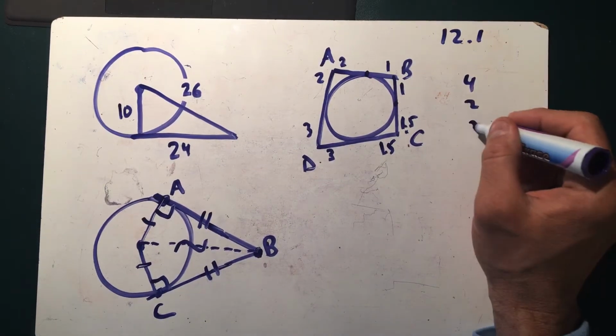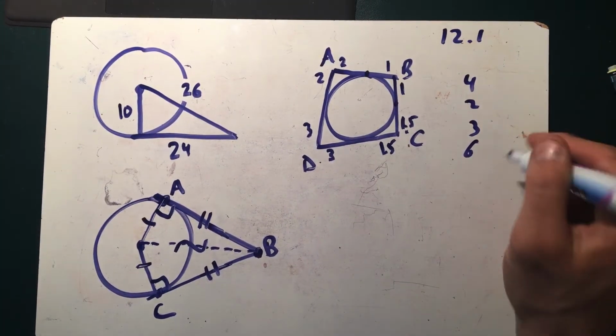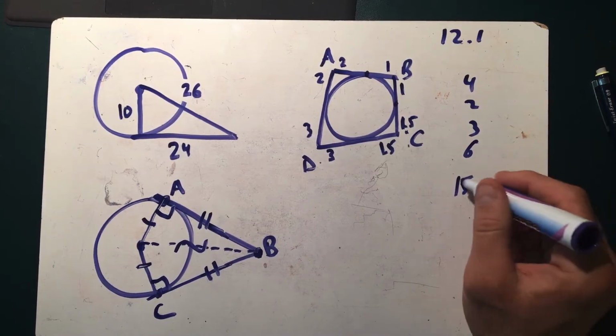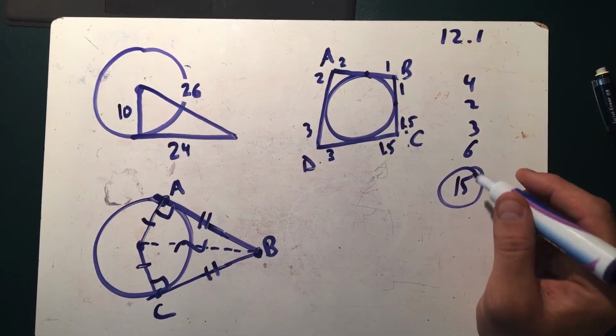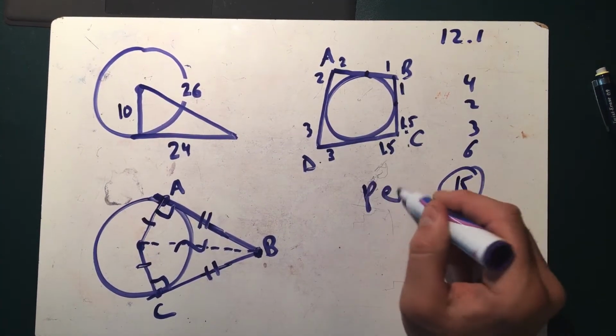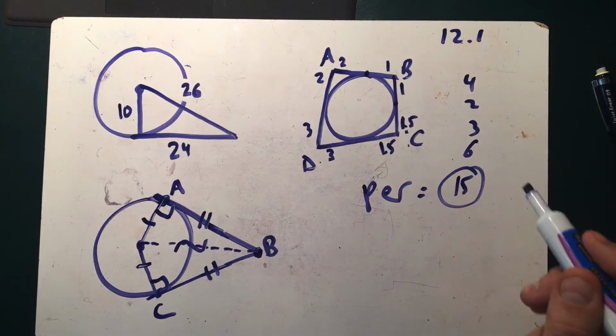We got a 4, we got a 2, we got a 3, and we got a 6. So we're just going to go 10, 15. We're going to get 15. And that is our perimeter. It is going to just be the entire thing all the way around, which is really cool.